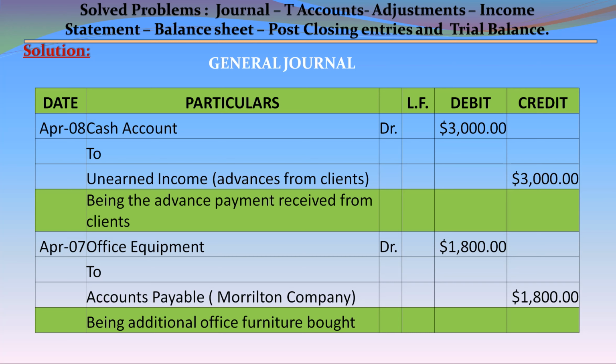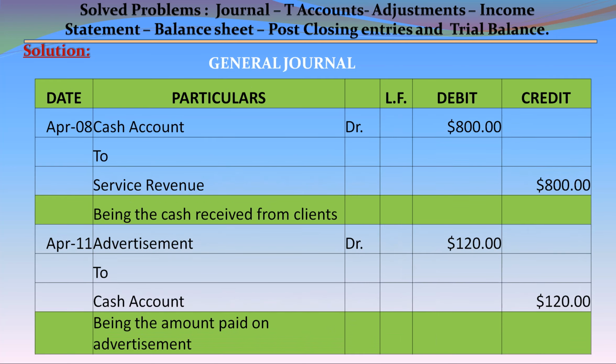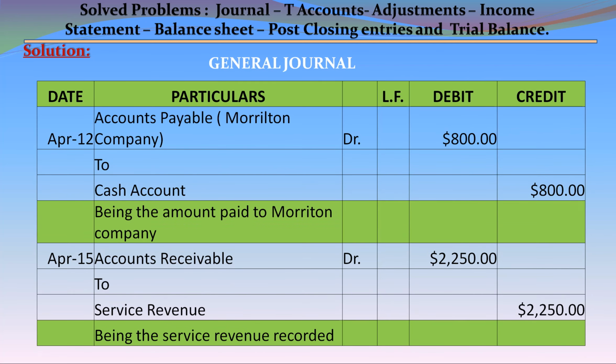April 7, office equipment debit 1,800 to accounts payable Morrilton Company 1,800, being the additional office furniture bought on credit. April 8, cash account debit 800 to service revenue 800, being the cash received from clients for the services rendered. April 11, advertisement debit 120 to cash account credit 120, being the amount paid on advertisement. April 12, accounts payable debit 800 to cash account 800, being the amount paid to Morrilton Company.